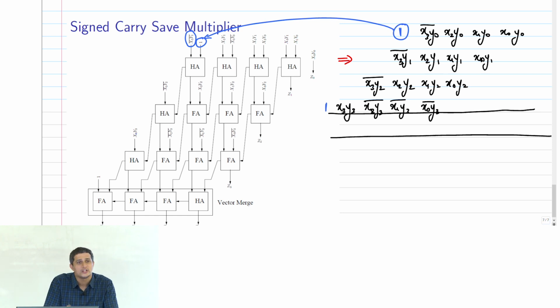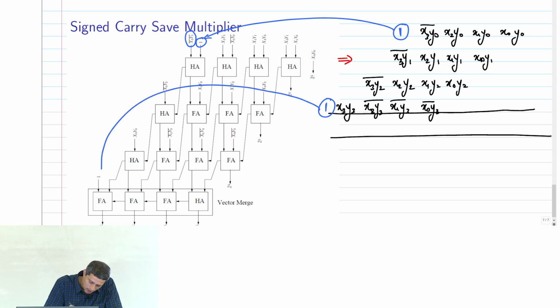After doing addition with x3, y3, there is the carry out. There I need to add this 1. This guy is now coming and sitting here.